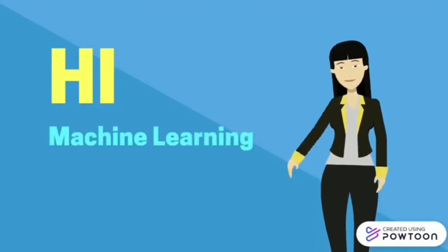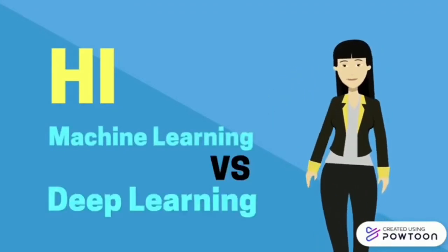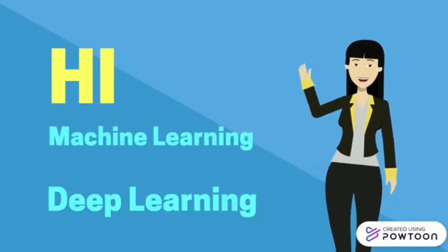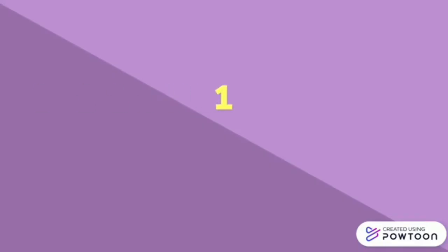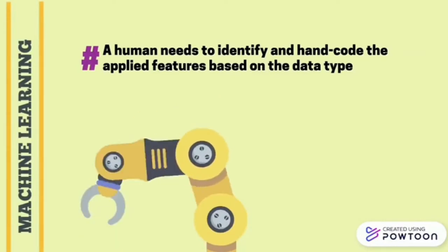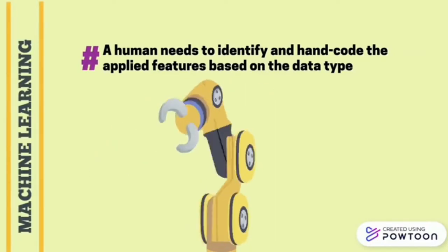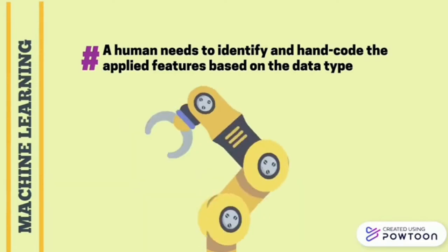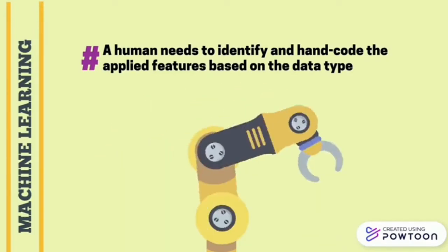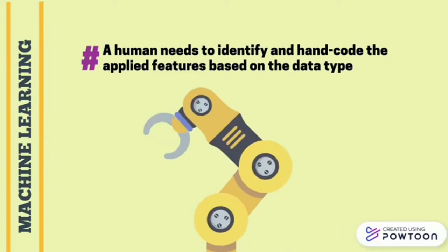Hello, I'm going to explain the differences between machine learning and deep learning. First, human intervention. Machine learning requires more ongoing human intervention to get results, to identify and hand-code the applied features based on the data type, for example, pixel value, shapes, and orientation.